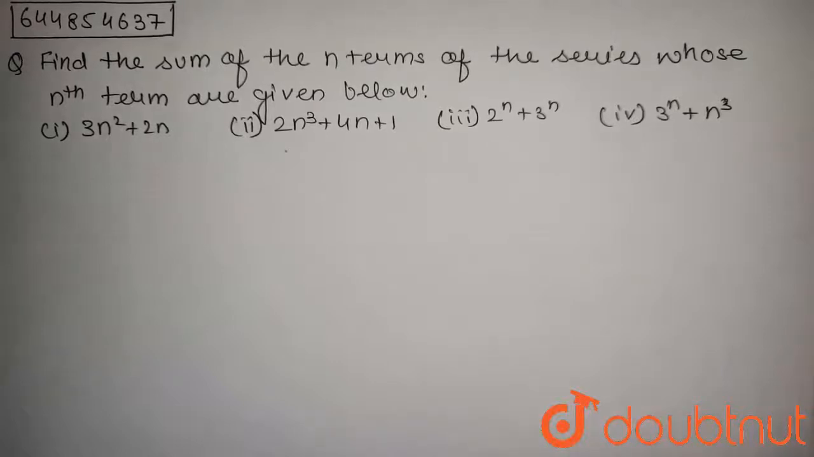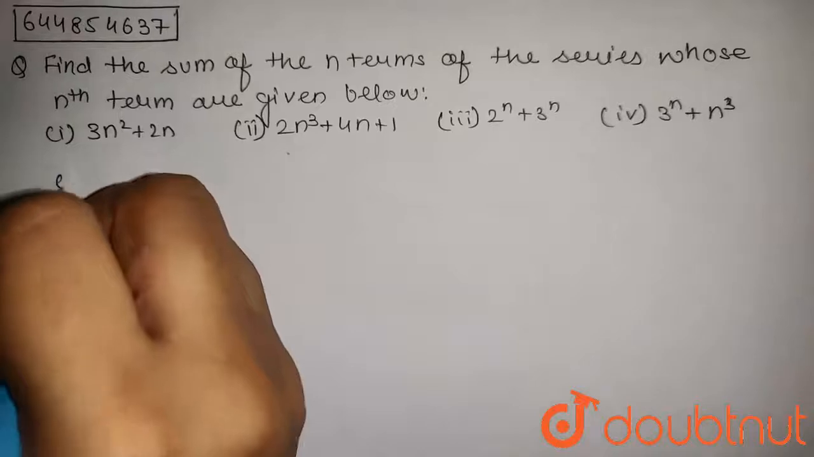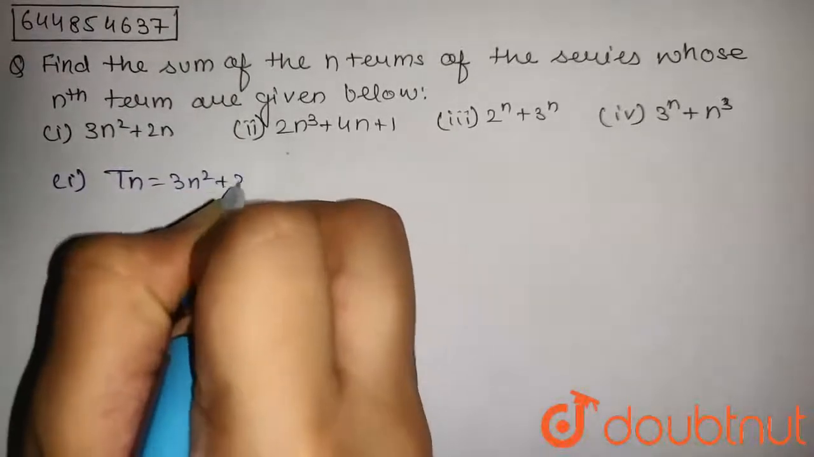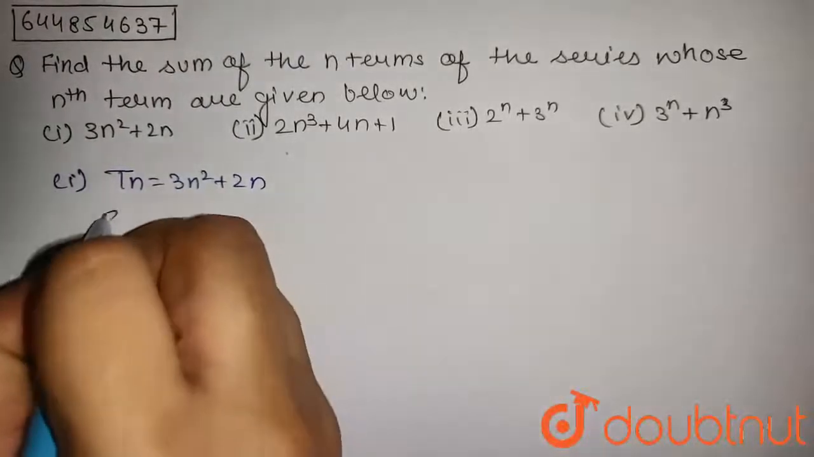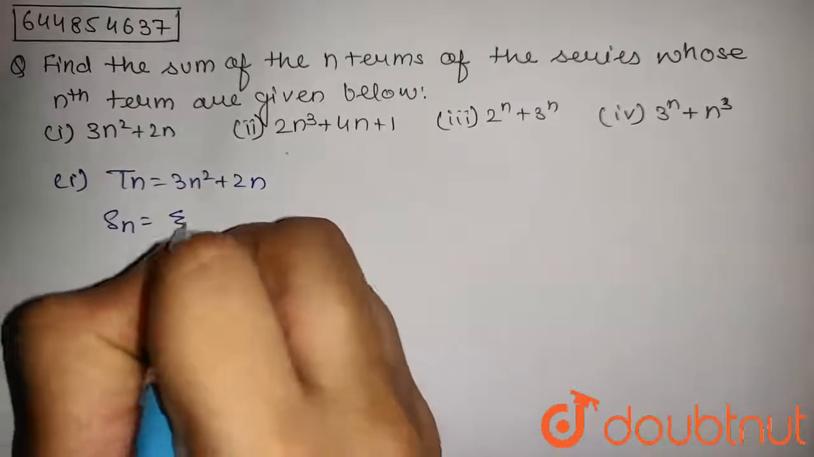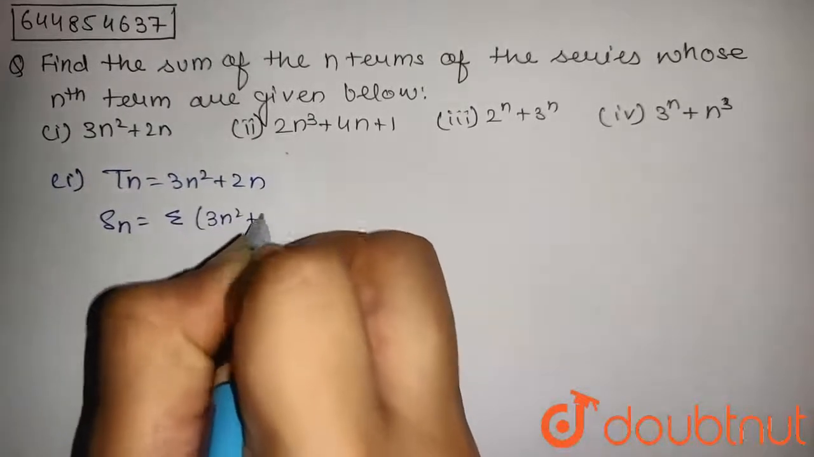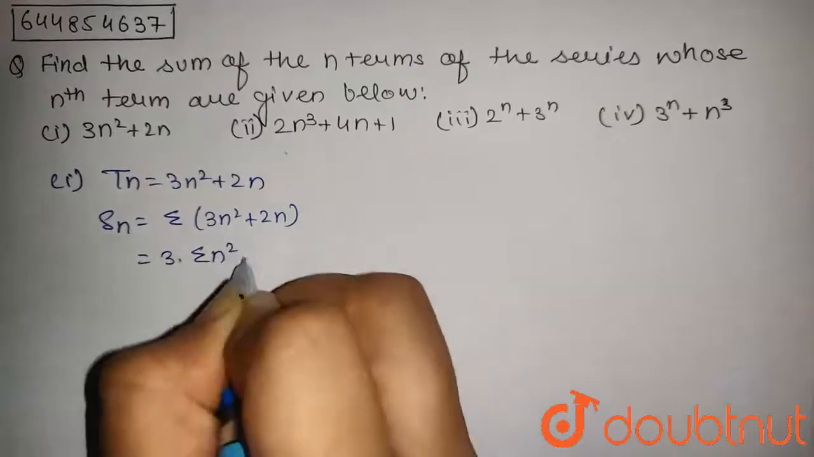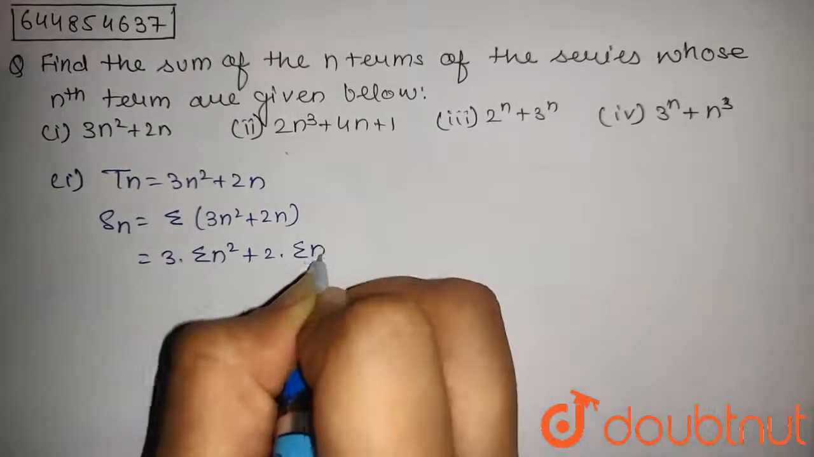The question is, find the sum of the n terms of the series whose nth term is given below. So the first part is, the nth term is given as 3n square plus 2n. So its sum Sn will be summation of 3n square plus 2n, or this will be 3 into summation of n square plus 2 into summation of n.